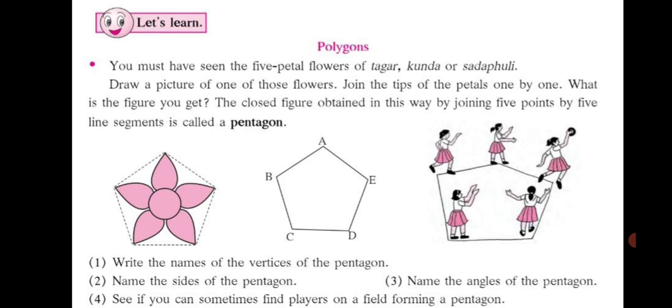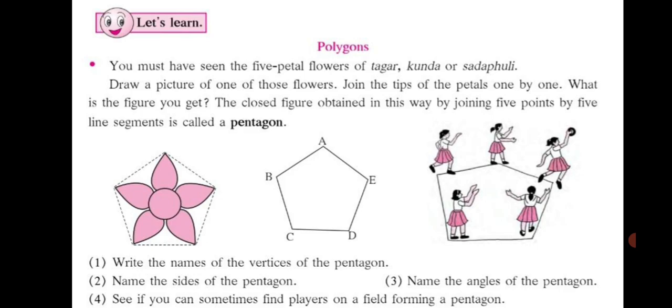So what are polygons then? Polygons are all the closed figures including a triangle, quadrilateral, pentagon and the closed figures having more than 5 sides. So, write the names of the vertices of the pentagon. Some questions are asked here. Let's answer them. The vertices will be vertex A, B, C, vertex D, and vertex E.